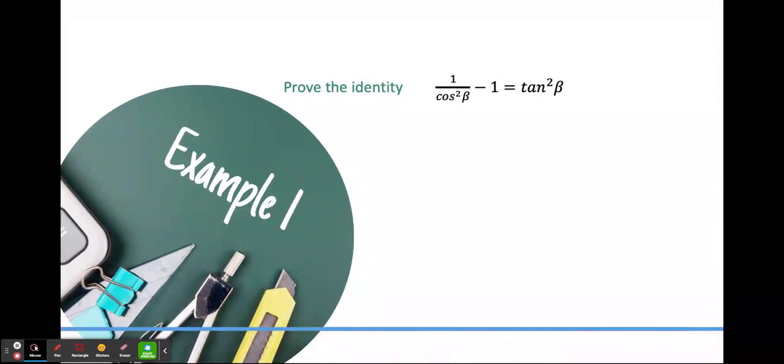So example 1, we're going to prove the identity 1 over cosine squared beta minus 1 is equal to tangent squared beta. Now we're going to focus on the left-hand side.